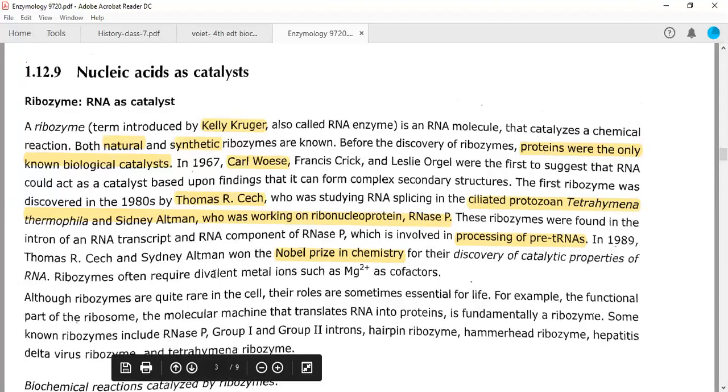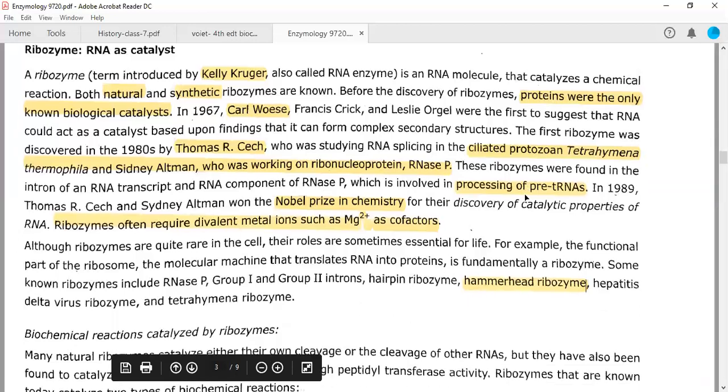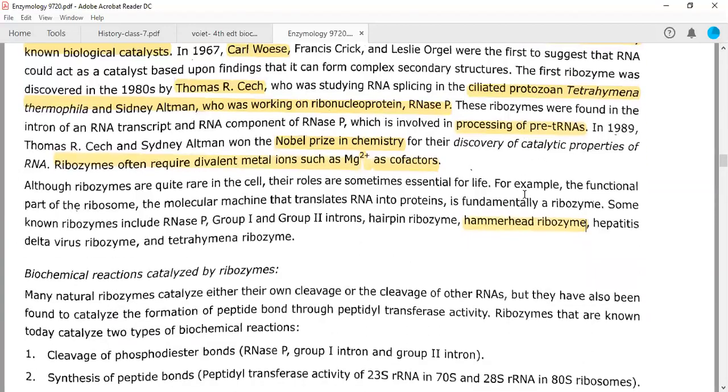Ribozymes often require divalent metal ions, and they are called metalloenzymes because they use metal ions for their catalysis. Generally they need divalent metal ions, for example magnesium ions, two positive ions. Besides these, others were also reported later. One is RNase P. You all know group 1 and 2 introns, the hairpin and hammerhead ribozymes, one from hepatitis D virus, and the Tetrahymena thermophila ribozyme, which was the first one actually. These are all examples of RNA enzymes.